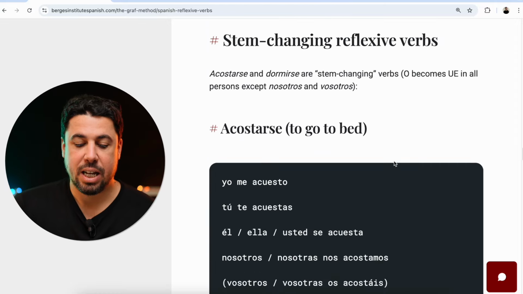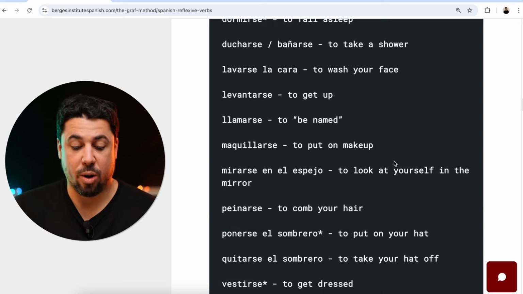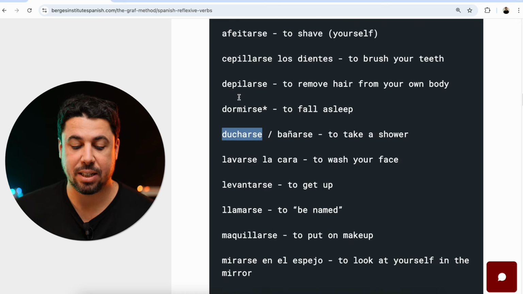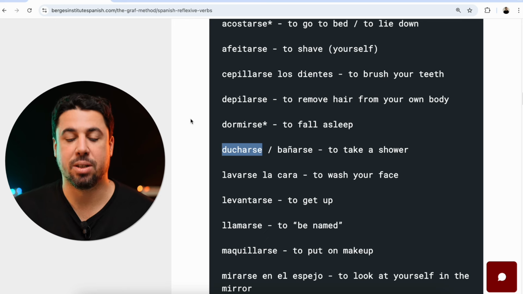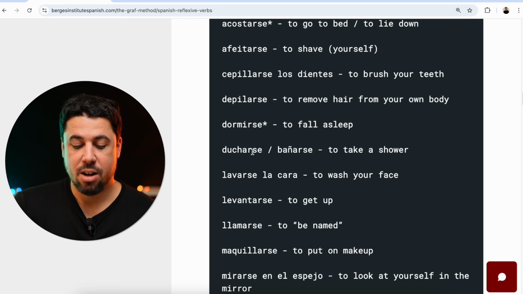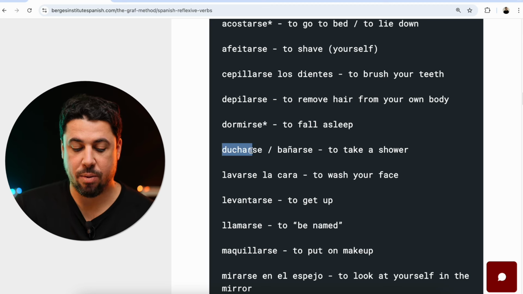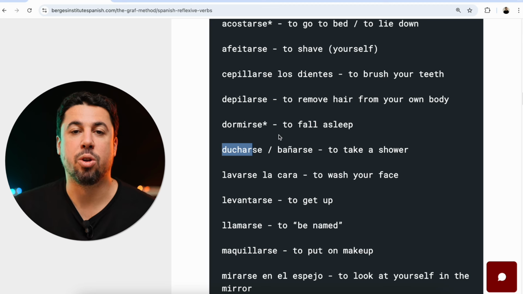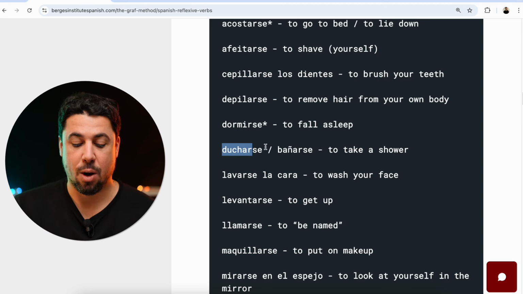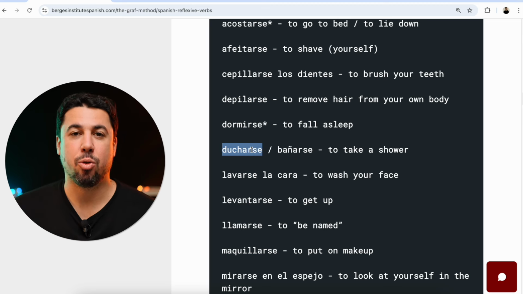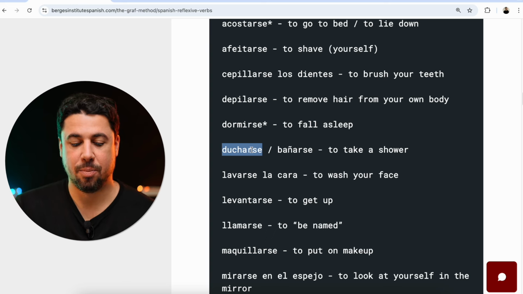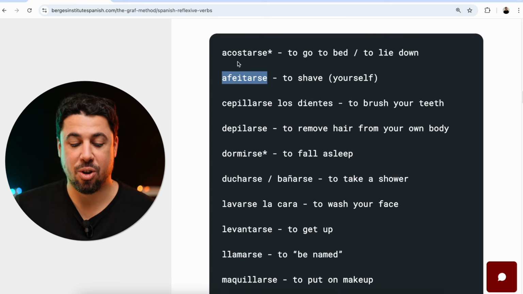Let's try to conjugate some of the other regular reflexive verbs. For example, ducharse. I take a shower, you take a shower, etc. So to conjugate ducharse, first we remove the se. We are left with duchar, which is a regular verb. So to conjugate duchar, we would go ducho, duchas, ducha. However, to conjugate ducharse, the reflexive verb, we'll say me ducho, te duchas, se ducha, nos duchamos, os ducháis, se duchan.